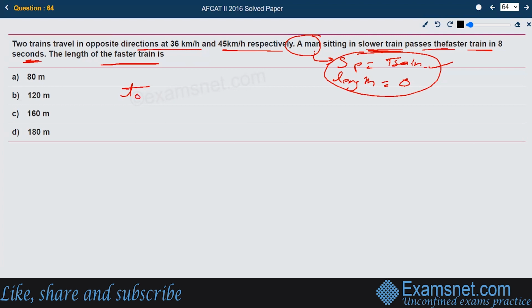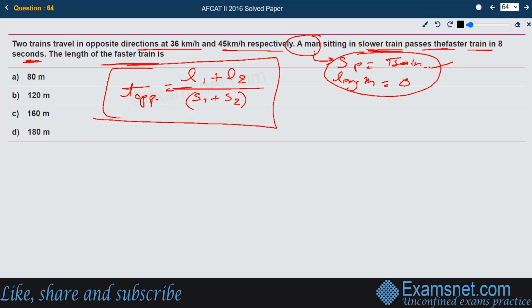Time in the opposite direction will be the sum of the lengths of both the objects, that is L1 plus L2, divided by the relative speed, which in the case of opposite direction is added up. So we can add the speed of first object plus speed of second object. This is the formula when in the opposite direction two objects cross each other. The time required is given by this formula. So let us use the values.